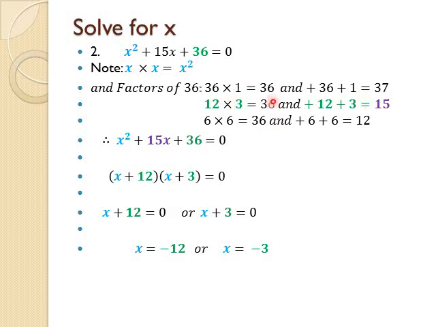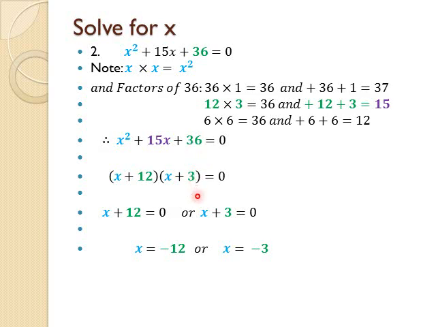Then 12 times 3, we know is 36, and plus 12 plus 3 gives me plus 15. And that 15 is what I'm looking for there in the middle, 15x. If I look at 6 times 6 gives me 36, but positive 6 plus 6 gives me 12. Take note, I've only used positive values because all the terms there are positive. So when I factorize now, x squared plus 15x plus 36, x squared will simply be x times x. But as you can see, 12 plus 3 gives me the 15, and 12 times 3 gives me 36.